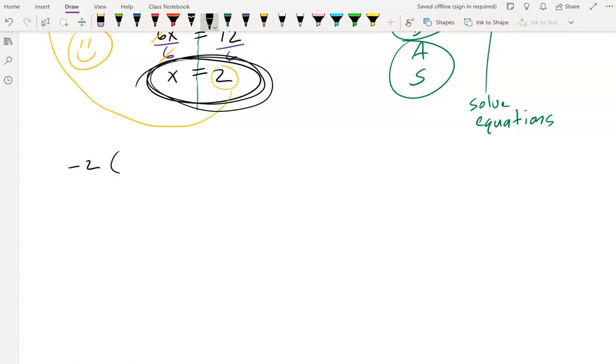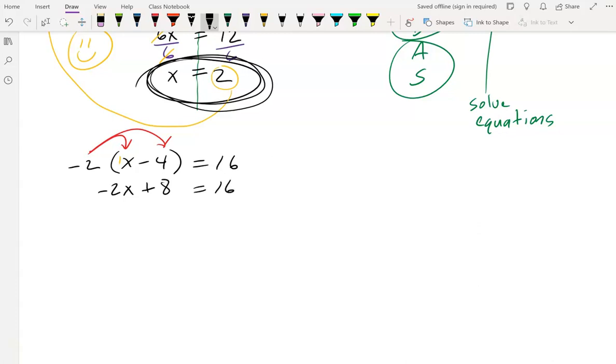Negative 2 is being multiplied by the quantity x minus 4, and that's going to equal 16. All right, we're going to use distribution. We are going to distribute the negative 2 to the x. Remember, that is 1x, so negative 2 times 1 is negative 2x. And we multiply negative 2 times negative 4. Negative multiplied by negative is positive, and 2 times 4 is 8. So negative 2x plus 8 equals 16.